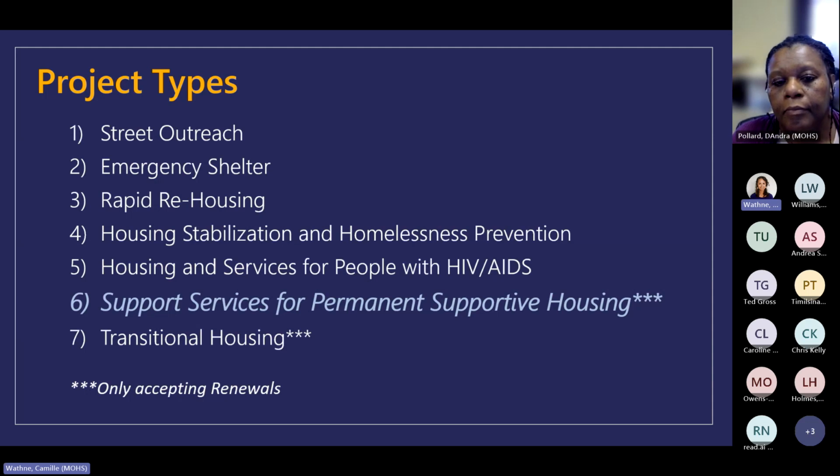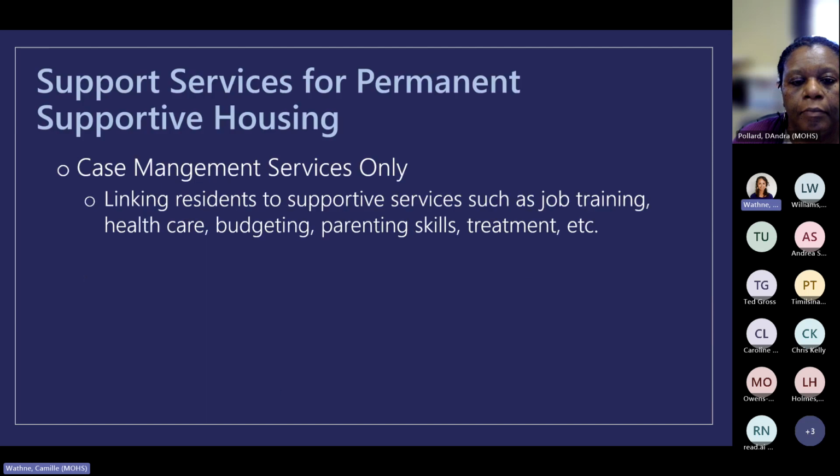Moving on to projects that include support services for permanent supportive housing. Again, this is for renewal applications only. This is a focus on case management services that accompany permanent supportive housing programs. These services are able to link residents to supportive services such as job training, healthcare, budgeting, parent skills, treatment, etc. So if you are a current recipient of a supportive services for permanent supportive housing project, you may apply for renewal. Unfortunately, new applications will not be received in this category.